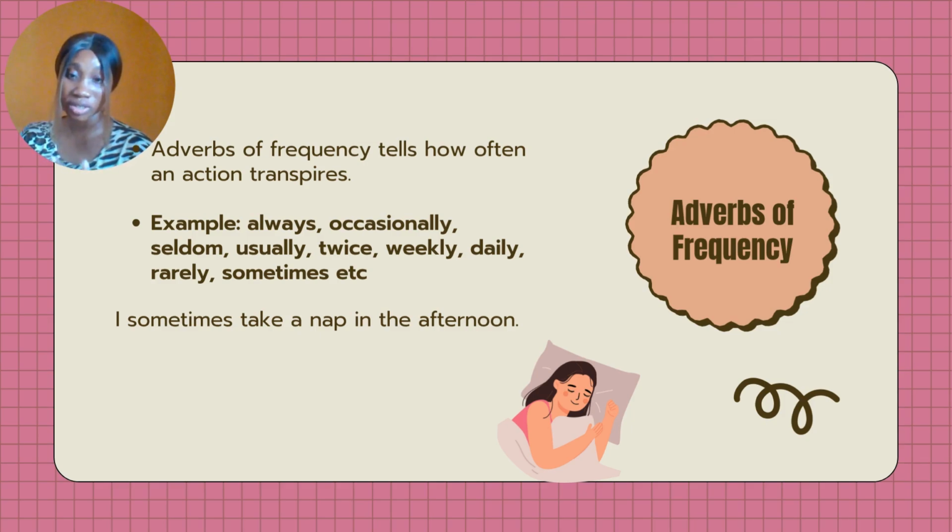So, there's repetition. Examples of words you will see under adverbs of frequency are always, occasionally, seldom, usually, twice, weekly, daily, rarely, sometimes. So for example, you have, I sometimes take a nap in the afternoon. So it's not all the time, but sometimes, once or twice, I take a nap in the afternoon.